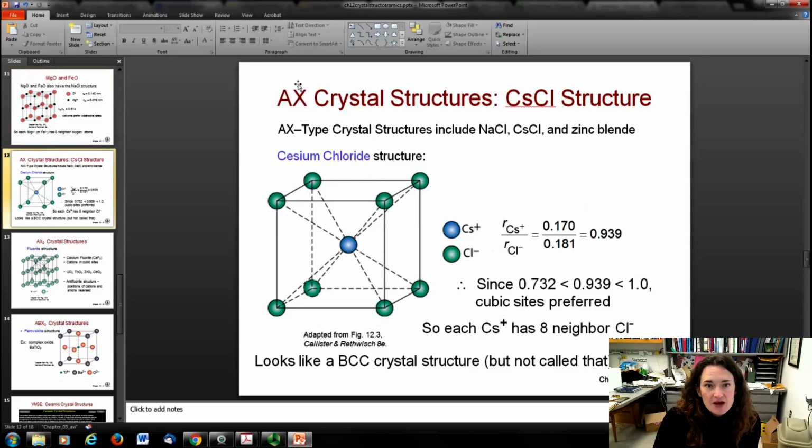Okay, another type of AX crystal structure is the cesium chloride structure. So for this one, it looks a lot like a BCC lattice. Now we don't call it that, okay, because here your chlorines are sitting on the corners and your cesium is centered in the middle there. So it's a blend, so we don't call it a BCC structure, but it looks a lot like the BCC structures that we discussed way back in chapter 3.